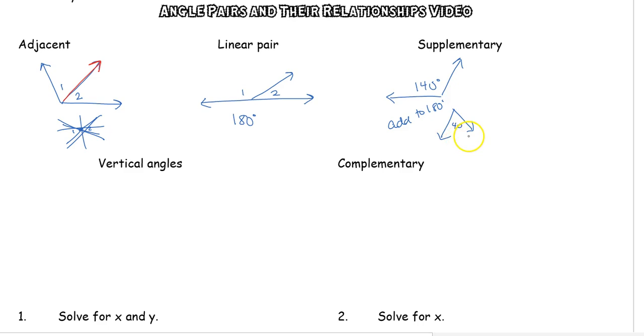They have to add to 180. They can be non-adjacent or they could be adjacent. If they are adjacent, that means that they're also a linear pair. So a linear pair combines being adjacent and being supplementary together.